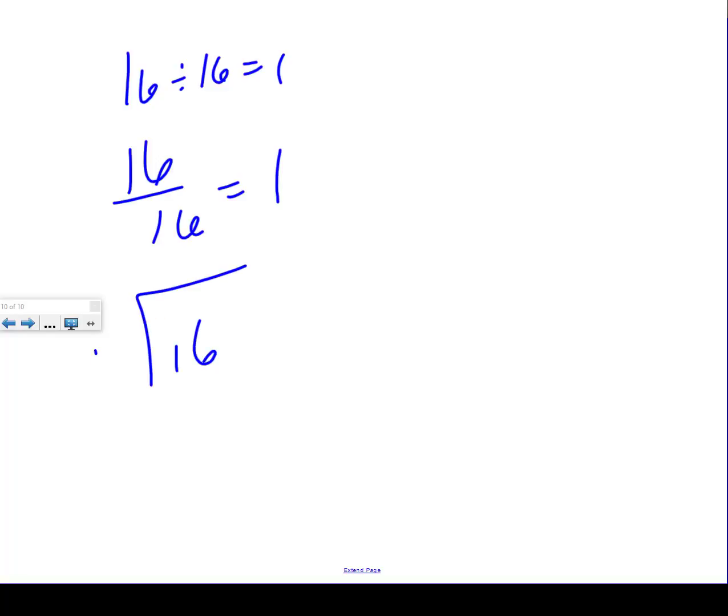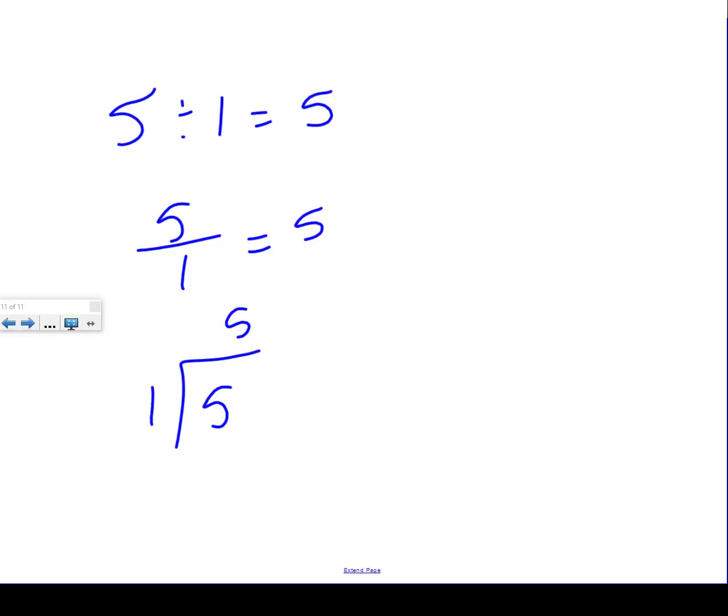Also, you can divide by 1, or by itself. So let's try 16 divided by 16 gives me 1. And 16 divided by 16 gives me 1. And 16 divided by 16 also gives me 1. Sorry, that's bad handwriting. So a number divided by itself is 1. Dividing a number by 1 gives itself. So 5 divided by 1 is 5, 5 divided by 1 is 5, and 5 divided by 1 is 5.